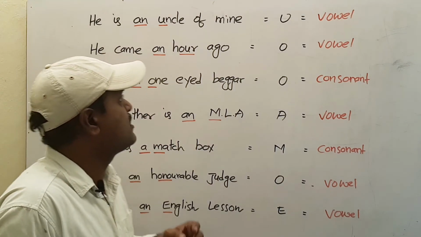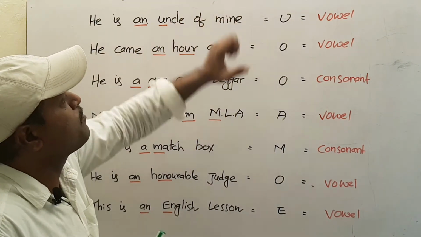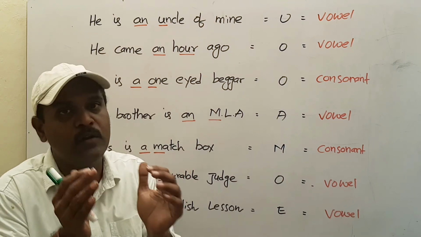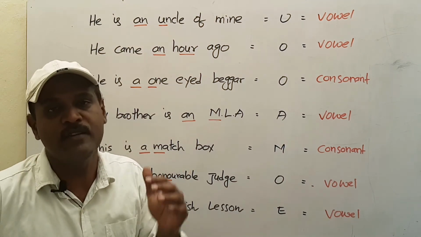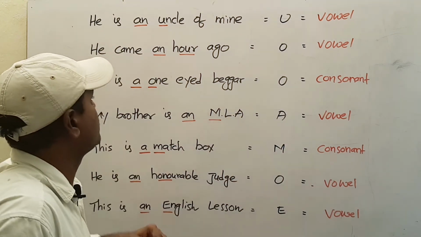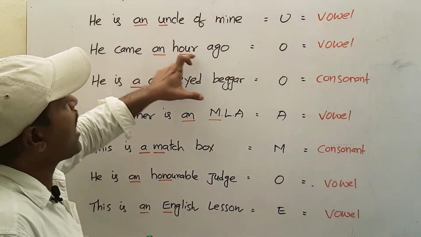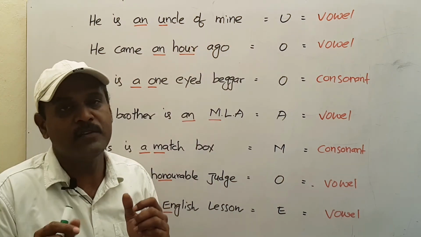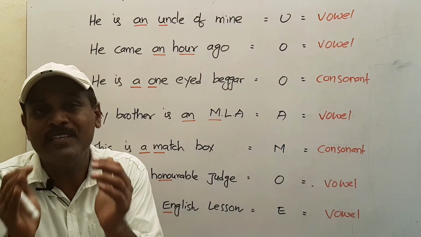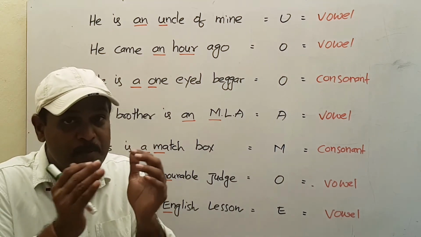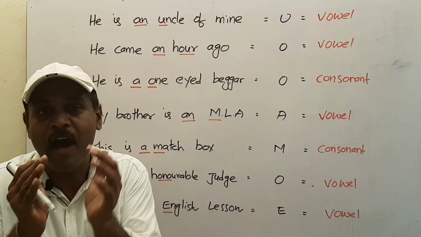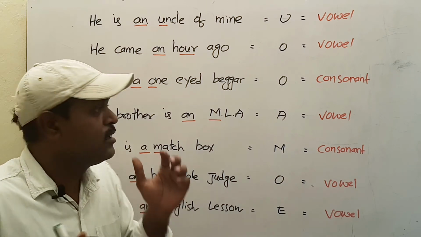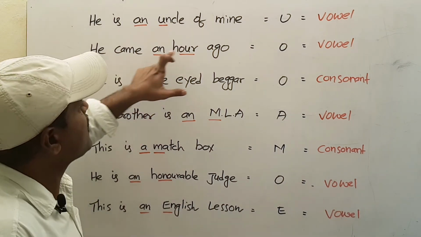Friends, the next one is, he is an uncle of mine. Uncle. It is a vowel sound. That's why we must keep an before it. He came an hour ago. Hour. You know, it may be starting with H, which is a consonant, but the pronunciation is hour. So it starts with a vowel sound. That's why we have to keep an before it.